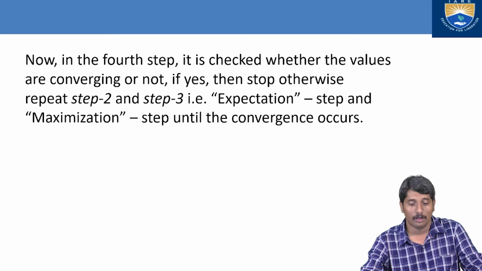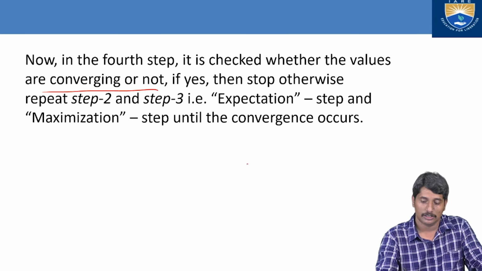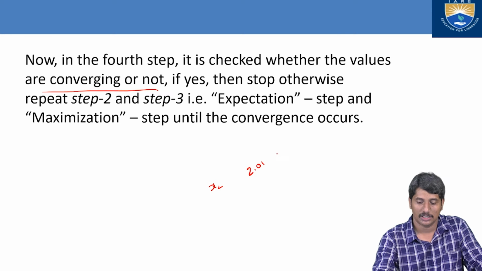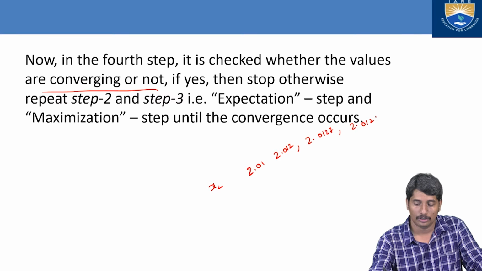Now, in the fourth step, it is checked whether the values are converging or not. Suppose you started with an x2 value of 2.01, then it reached 2.012. Again, in the next iteration, it reached 2.0127. Next, it reached 2.0128.